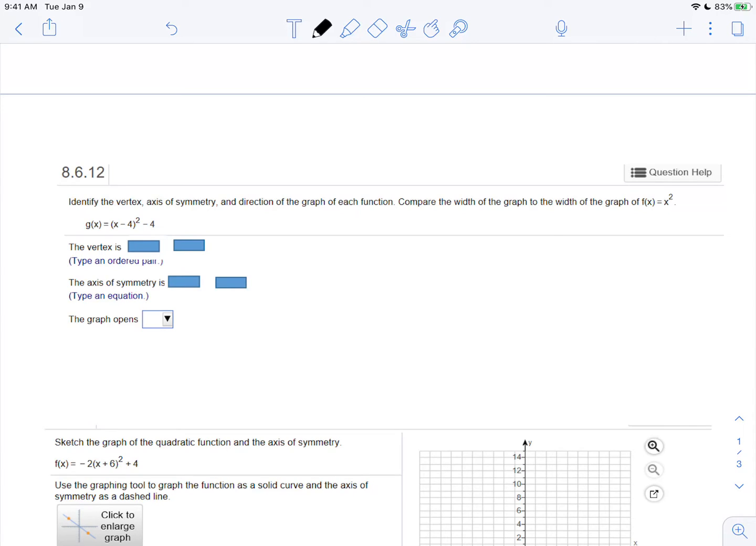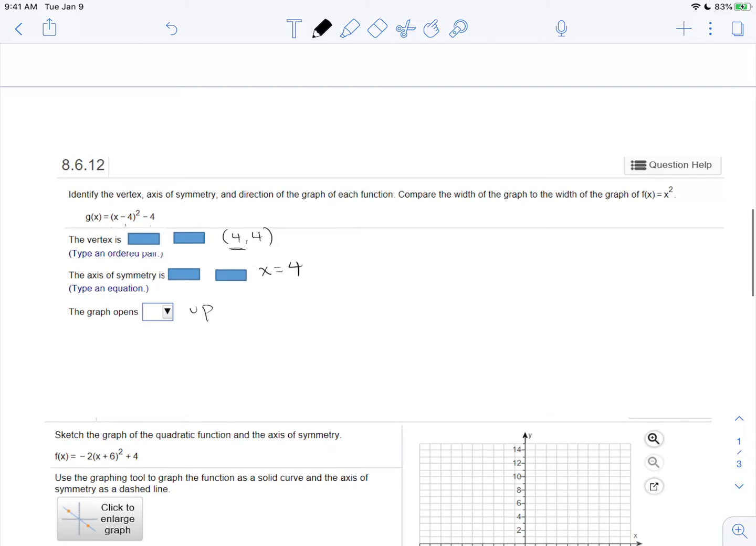All right, state the vertex, axis of symmetry, and which way the graph opens. So the vertex, this graph went right 4, down 4, so it would be (4, 4). Axis of symmetry, x equals whatever the x value of the vertex is, so x equals 4. And then since it's positive out front of that parenthesis, it's going to open up, right?